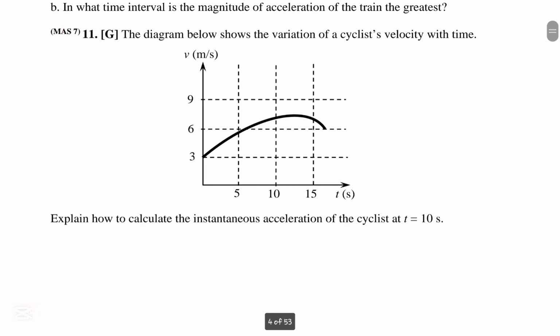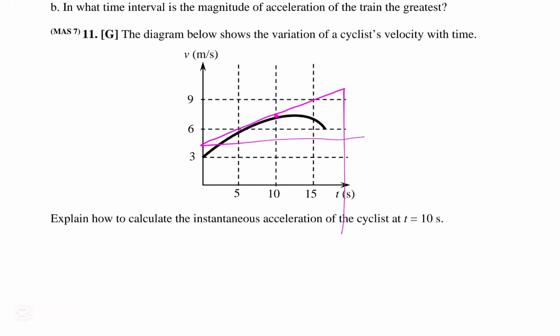What does it say? It says the diagram below shows the variation of a cyclist's velocity with time. Explain how to calculate the instantaneous acceleration of the cyclist at time equal 10 seconds. So we don't need to calculate it, we just need to explain. Very simply, we're going to draw a line tangent to the curve, shown in the graph, at time being 10 seconds. Then you draw the tangent. My tangent's not going to be so accurate, but it's something like this. Then you draw a right triangle, so it will turn out something like this, for example. And then you're going to find the acceleration by doing rise over run, or you will find the slope.